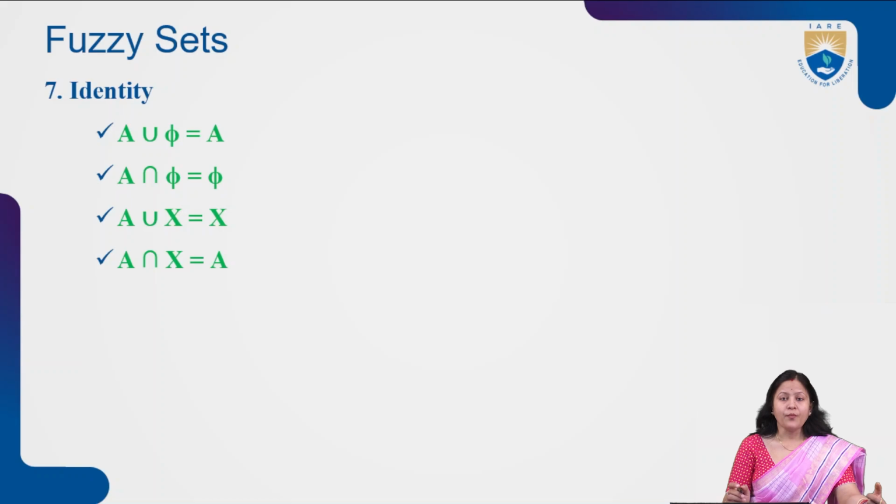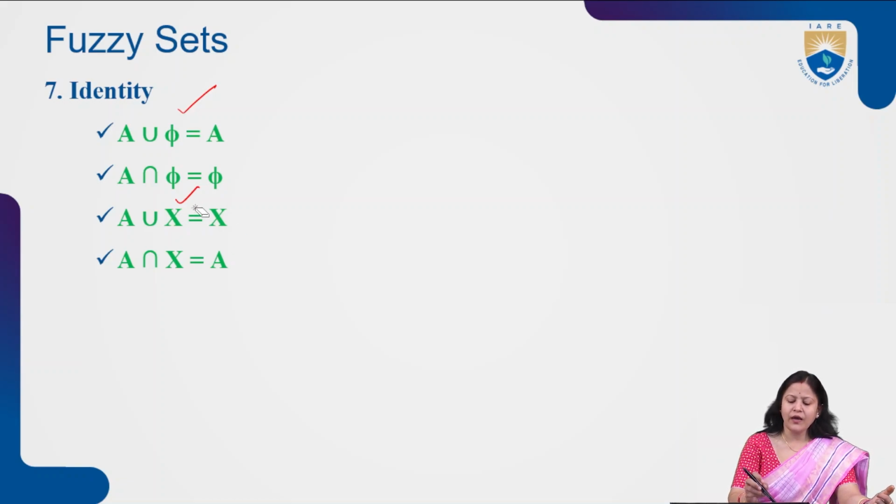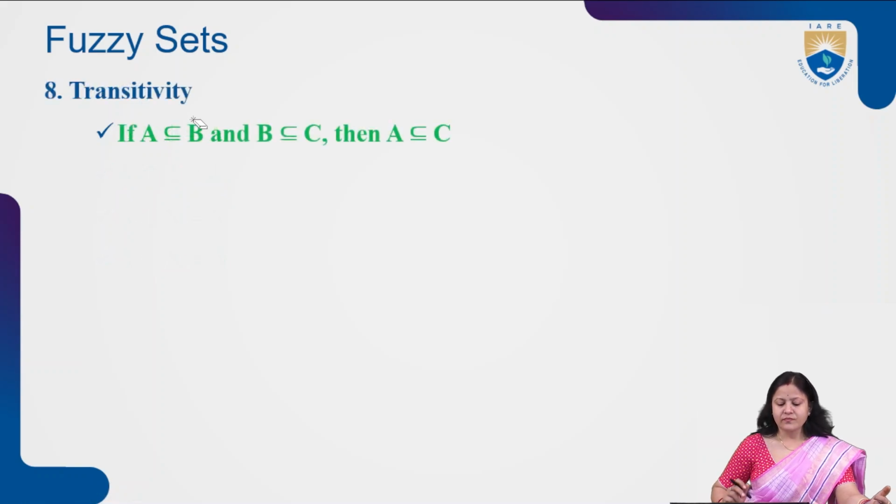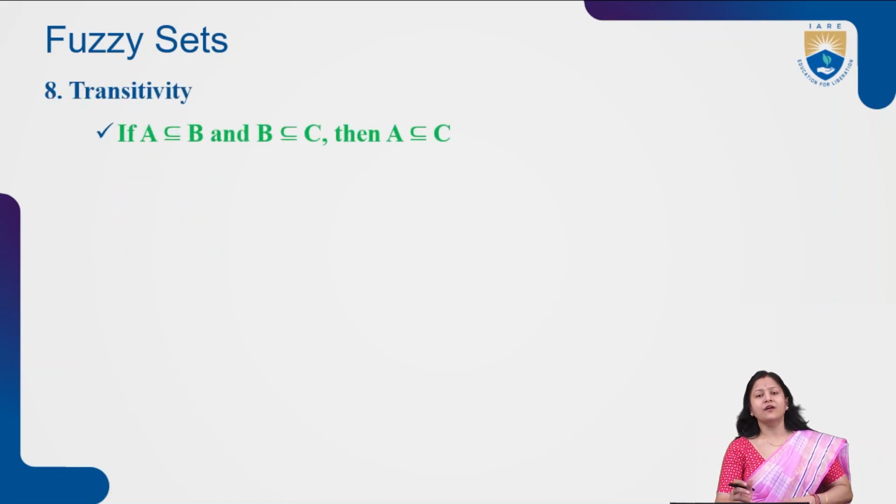Then identity property, A union phi is equal to A. Phi is nothing but the null set here. A intersection phi is equal to phi. A union X, X is the universe of discourse, is equal to X. A intersection X is equal to A, the set itself. Then transitivity, it requires three finite sets. If A is a subset of B and B is a subset of C, then we can say A is a subset of C.